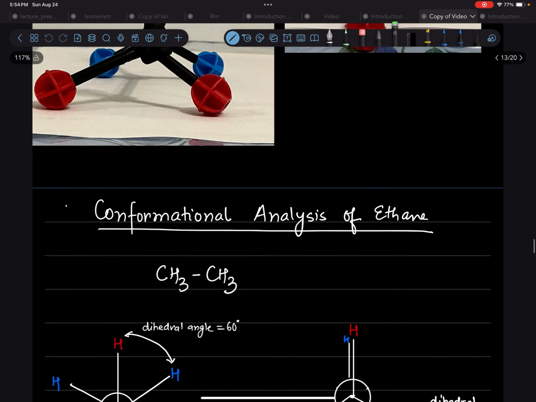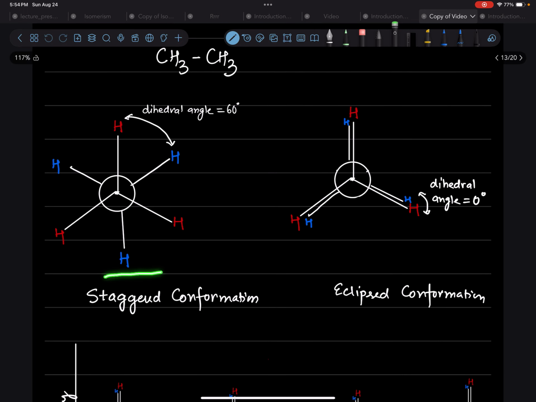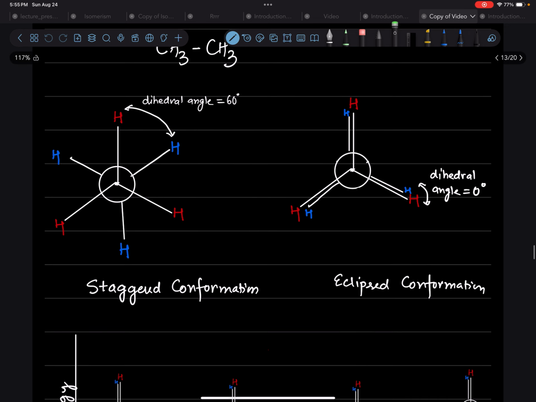So these are the Newman projections of the ethane molecule in the staggered conformation and in the eclipsed conformation, right? What we are doing here is rotating by 60 degrees, keeping the red one fixed and moving the blue one. So this comes here, this goes here and this goes there, and we get the eclipsed one.